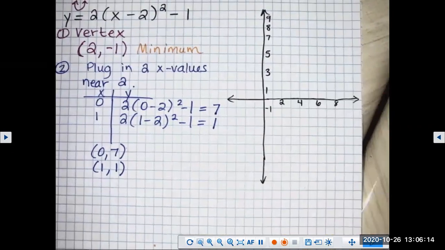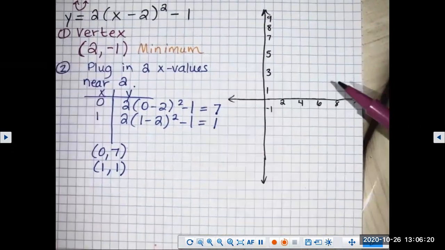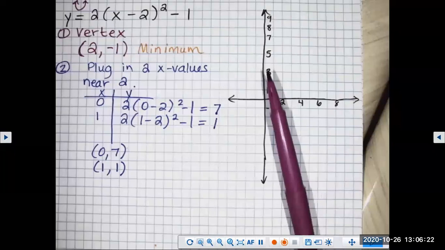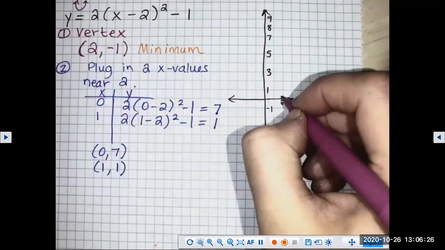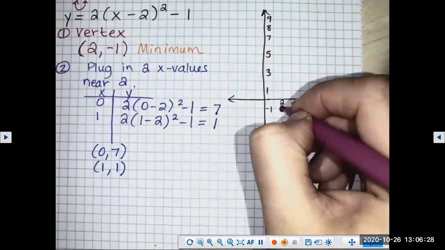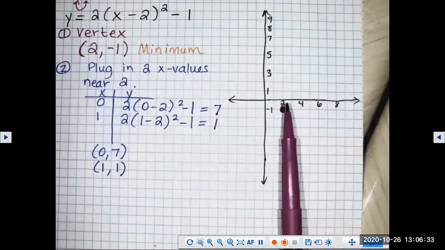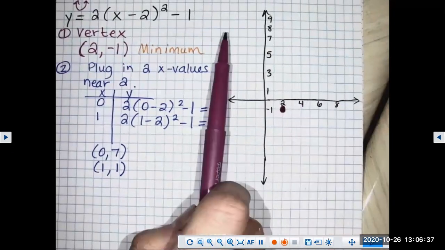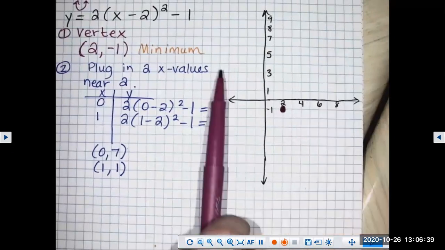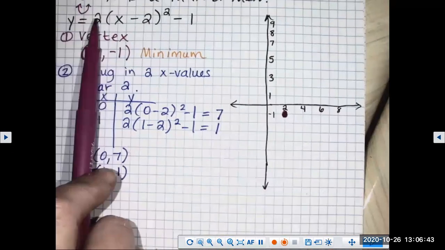Okay, so let's say that you just knew your vertex. You could go ahead and plot or draw your coordinate plane. Go ahead and plot your vertex point of 2, negative 1. And then you need some points to the right or to the left of this. I know that my parabola should be going up through that point. I know that point should be a minimum. And I can tell that once again because A was positive.